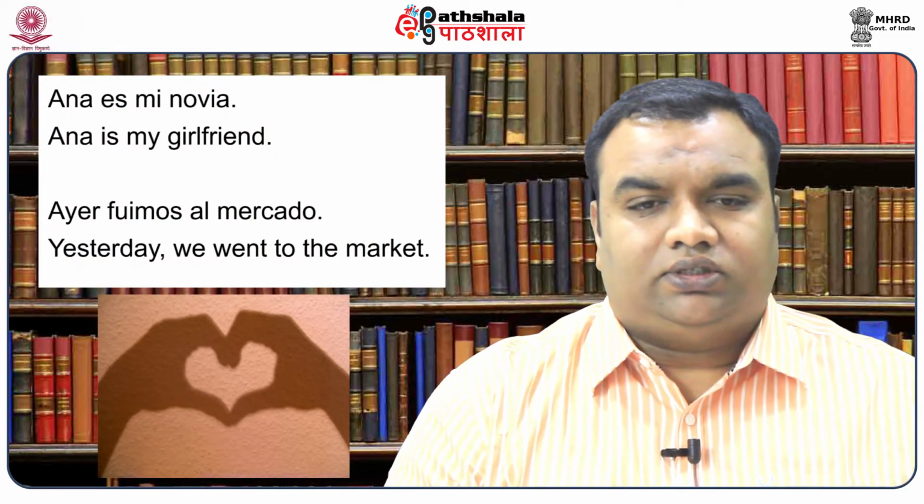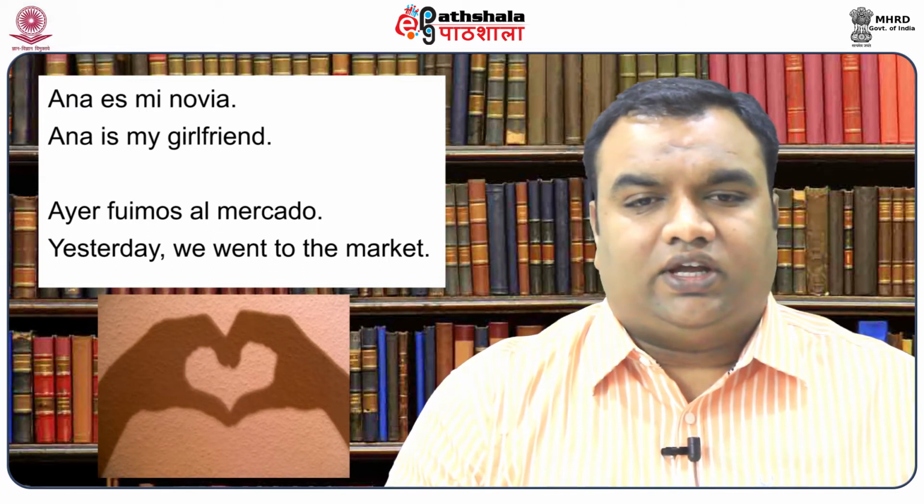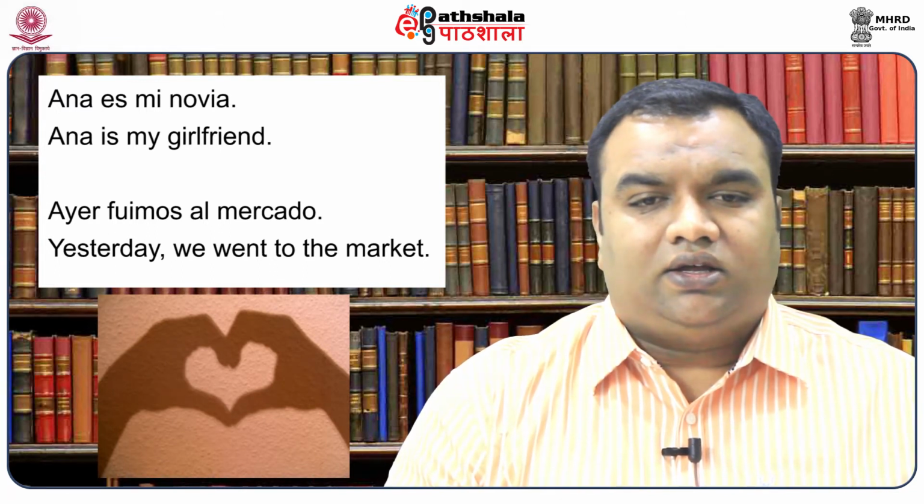In earlier units, you have been using verb tenses like present, preterite, imperfect, and future in the indicative mood. The indicative is used to express real, definite, or factual actions or states of being. For example, Ana es mi novia. In English, Ana is my girlfriend.